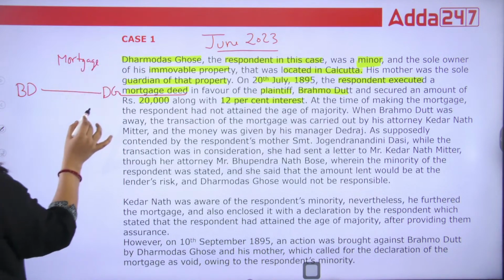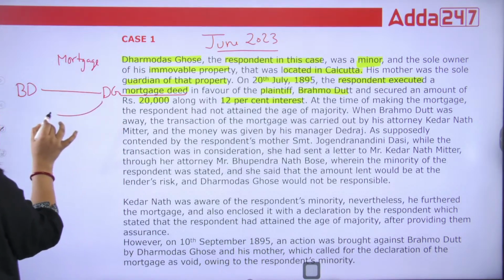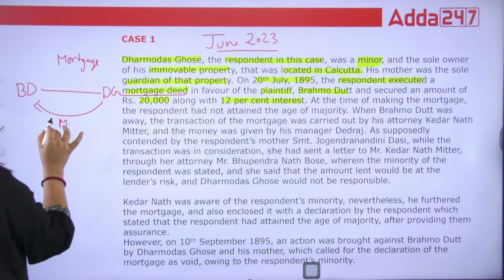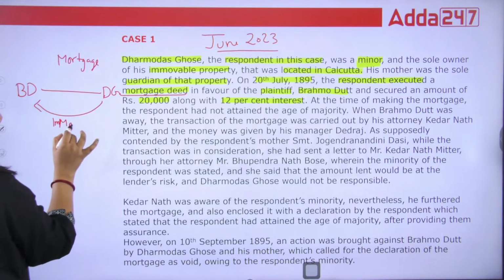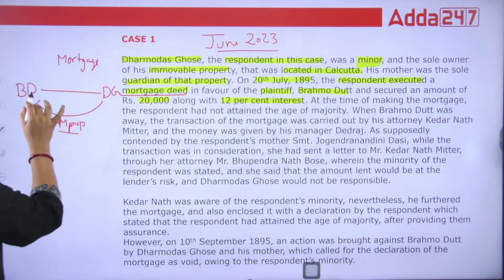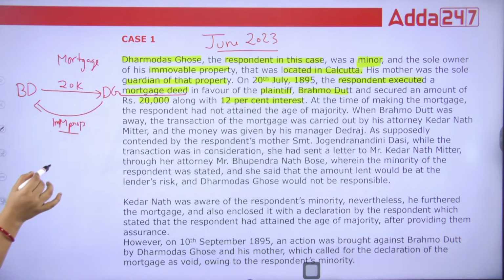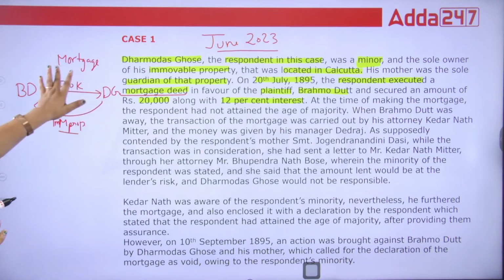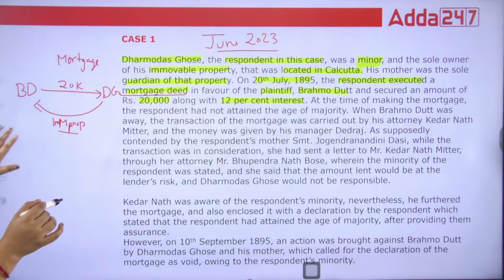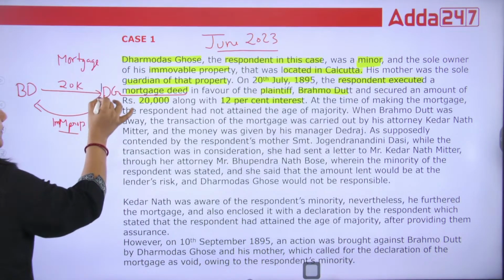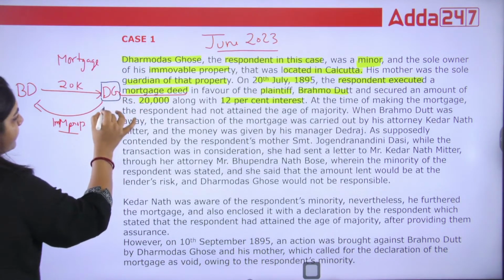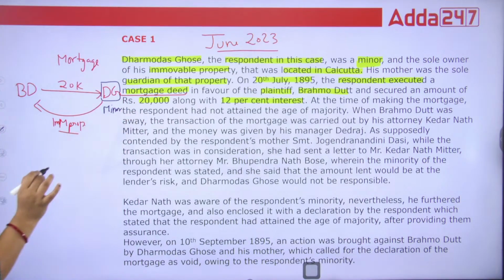In the mortgage, Dharmodash gave an immovable property as security, and Brahmodat gave 20,000 rupees, and he also demands interest from Dharmodash. So you can say, class, Dharmodash is basically a minor. Done? So a contract is done. It may be possible that Brahmodat didn't know that he is a minor. That's why he did the contract.